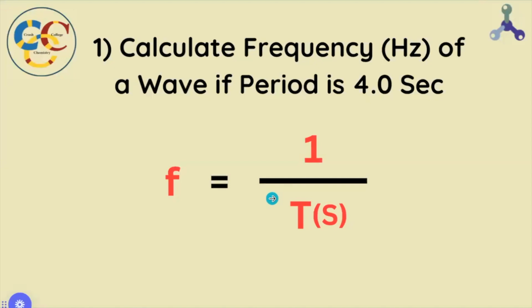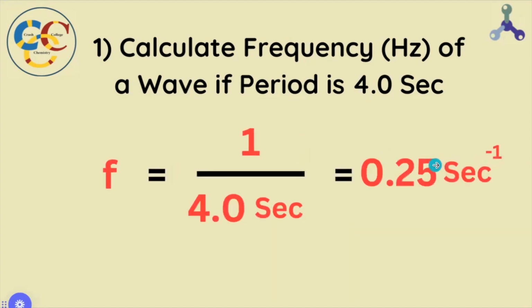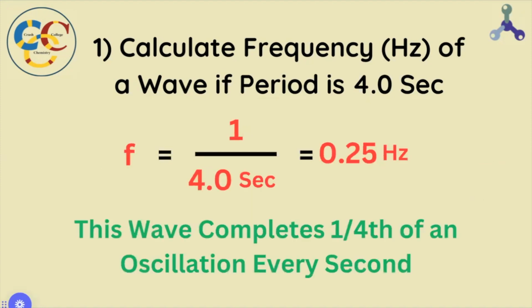So let's use this equation to solve the problem. Replace the period with what it's equal to, which is 4.0 seconds, and you get the frequency is 0.25 seconds inverse, or simply 0.25 hertz. This means the wave completes a fourth of a cycle every second, so it makes sense that it would complete a full cycle every 4 seconds.